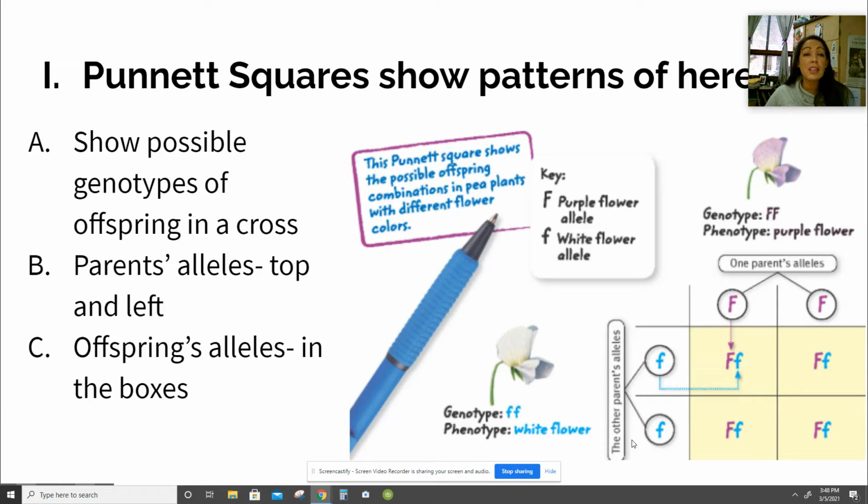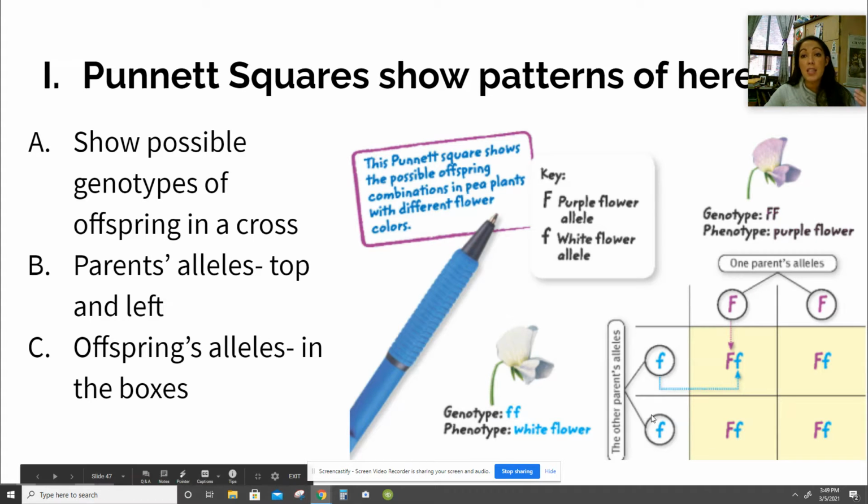So this little Punnett square here is showing what would happen if I were to cross a purple flower, which is dominant, with a white flower. If that purple flower is homozygous dominant, that means it has two dominant alleles. And then the white flower is homozygous recessive. That means it has two lowercase recessive alleles. If I cross those two flowers, then what are my possibilities of different phenotypes and genotypes?